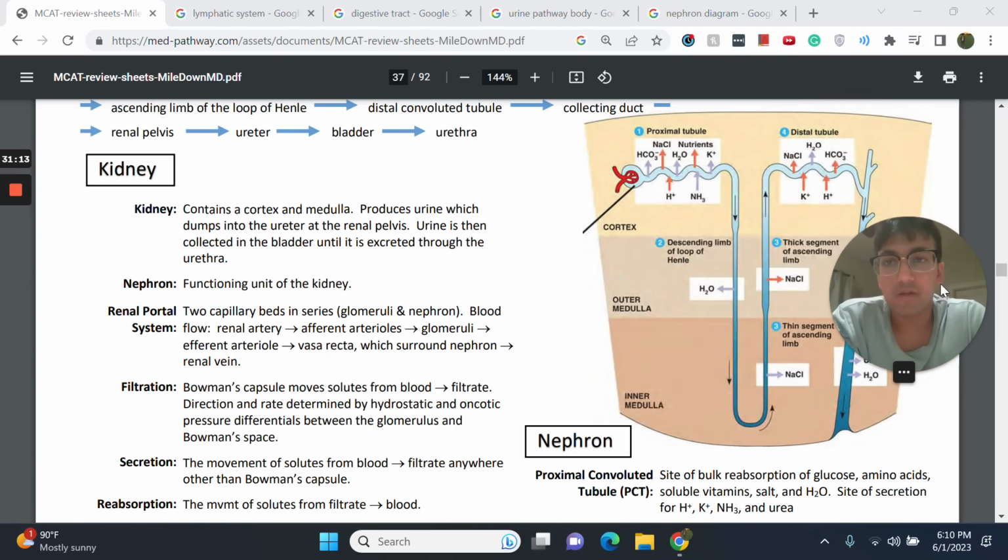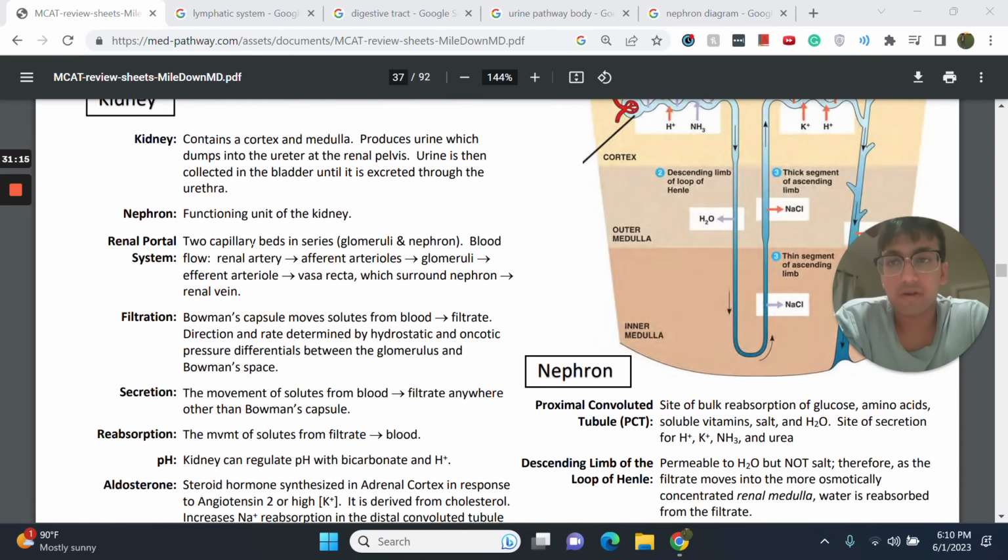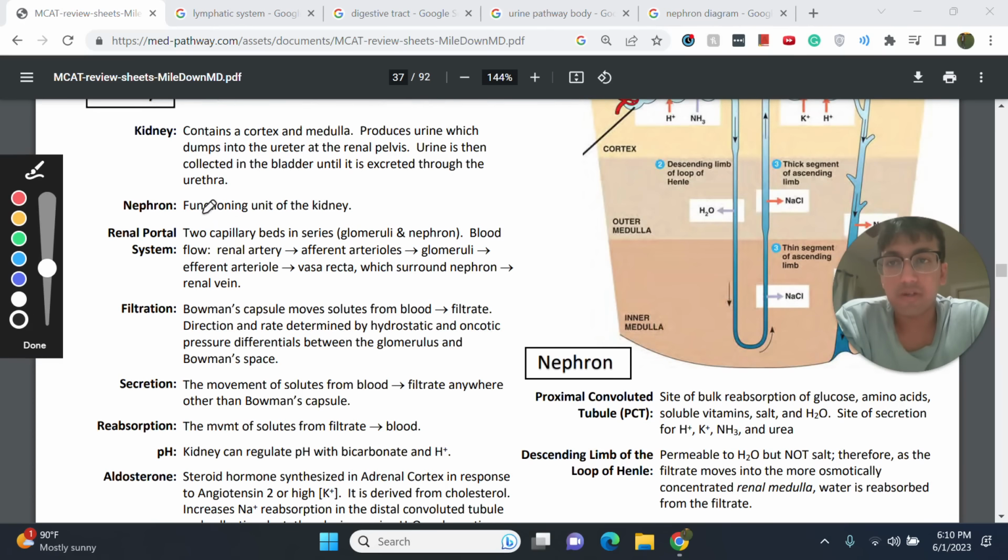Urine is collected in the bladder and excreted through the urethra. The nephron is the functional unit of the kidney, kind of like I said. The renal portal system is how blood flows all the way to the glomeruli. So blood goes from the renal artery to the afferent arteriole to the glomeruli, and then it goes to the efferent arteriole.